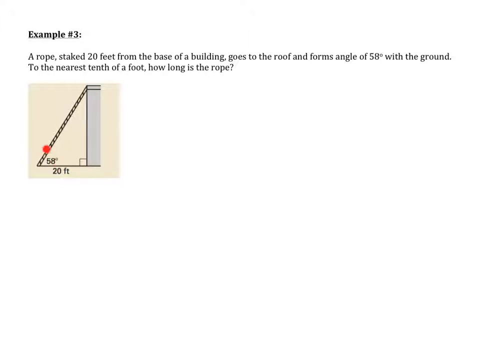So I'm given this 58 degree angle, and I'm looking for how long the rope is. So I'm going to have to figure out what trigonometric ratio I'm going to use in order to solve this. So what I'm given here is the 58 degrees. I'm given the side that is adjacent to the 58 degrees, and I'm looking for the hypotenuse. So adjacent over hypotenuse is the cosine. So I'm going to say the cosine of 58 degrees is equal to 20 over x.